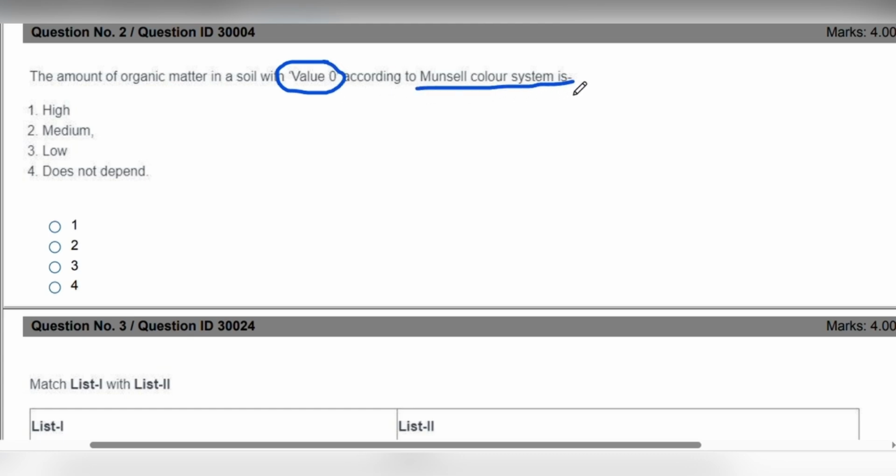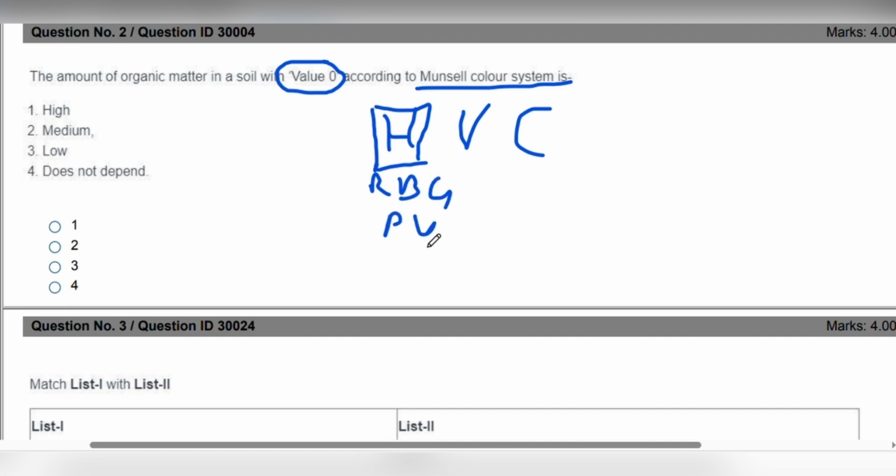For answering this question, you must know what the Munsell color system or the Munsell color chart is, as you have read in the soil physics soil color portion. The Munsell color system consists of three main components: hue, value and chroma. The hue is the principal color or the principal shade of the color, whether it is red, blue, green, purple or yellow. These are the five principal hues.